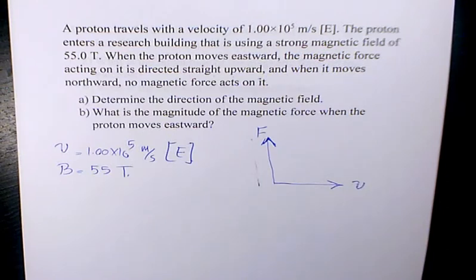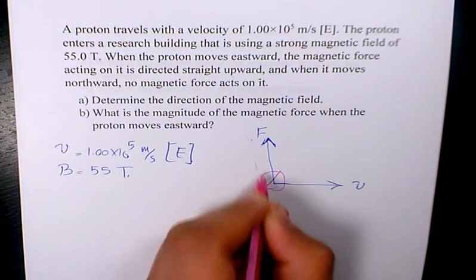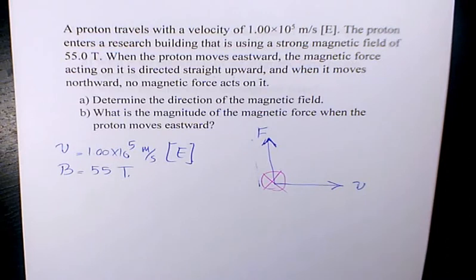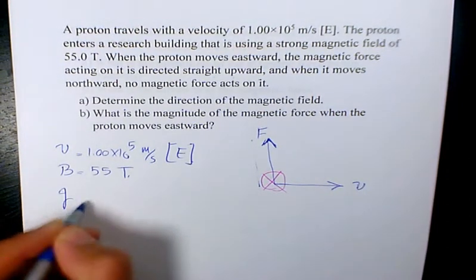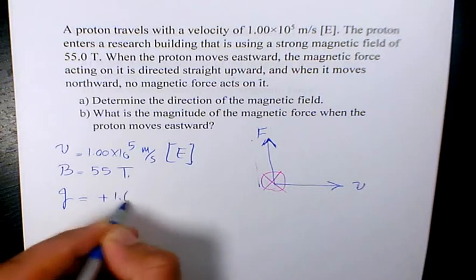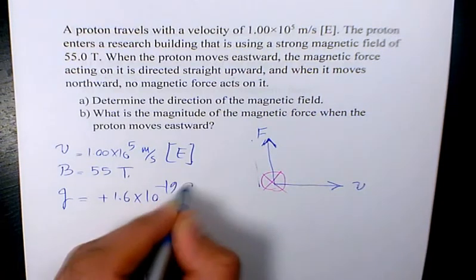So it says determine the direction of the magnetic field. If we use the right hand rule, thumb is going velocity, 4 fingers must show the magnetic field direction, but we don't have it. But palm is going to show you the force. So we rotate the right hand to have palm toward up. So it means that magnetic field direction is going to be into the page. And this proton is positive, 1.6 times 10 to the power of negative 19 coulomb.